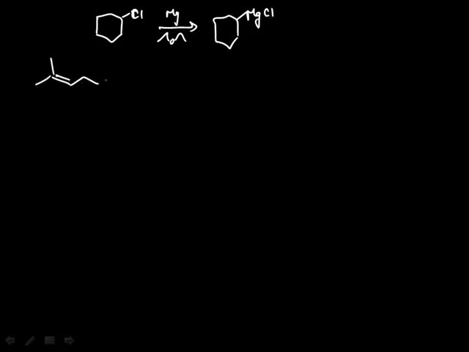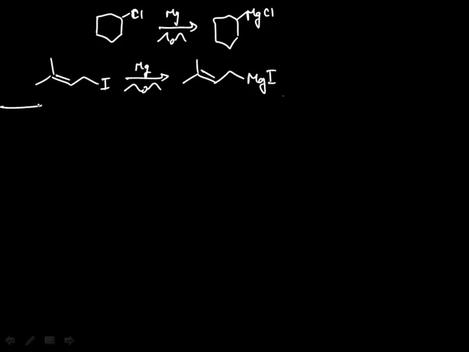Alternatively, we can use this on cyclohexyl systems. So if you have this chloride, and again treat it with magnesium in ether, we'll get cyclohexyl magnesium chloride. We can do this on these alkenyl-based iodides. Again, magnesium in ether gives us this alkenylmagnesium iodide.